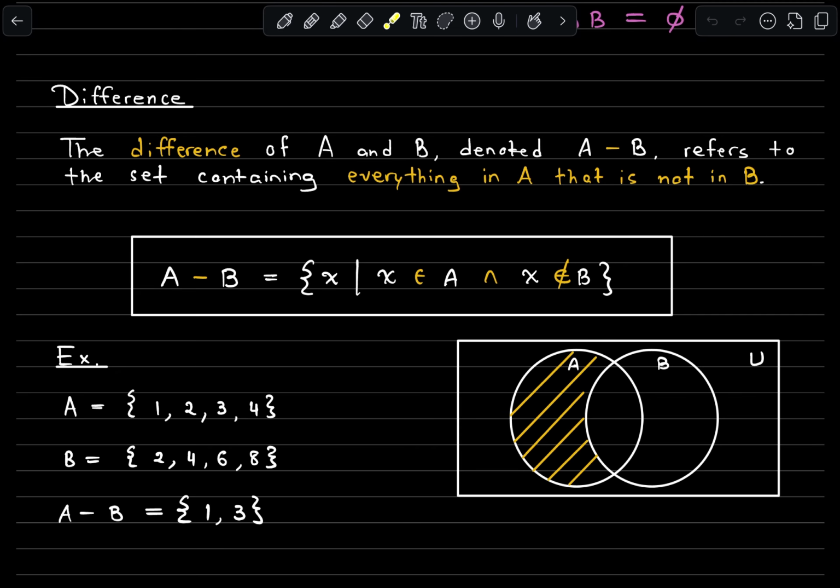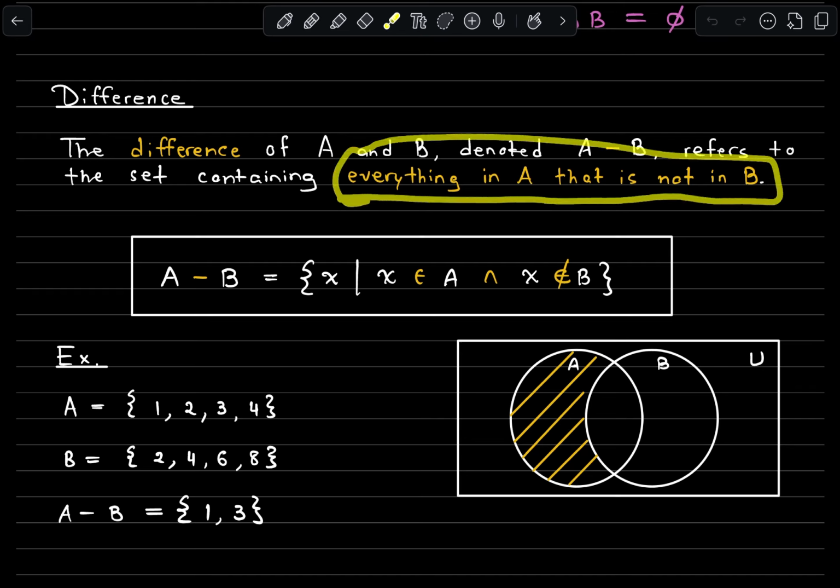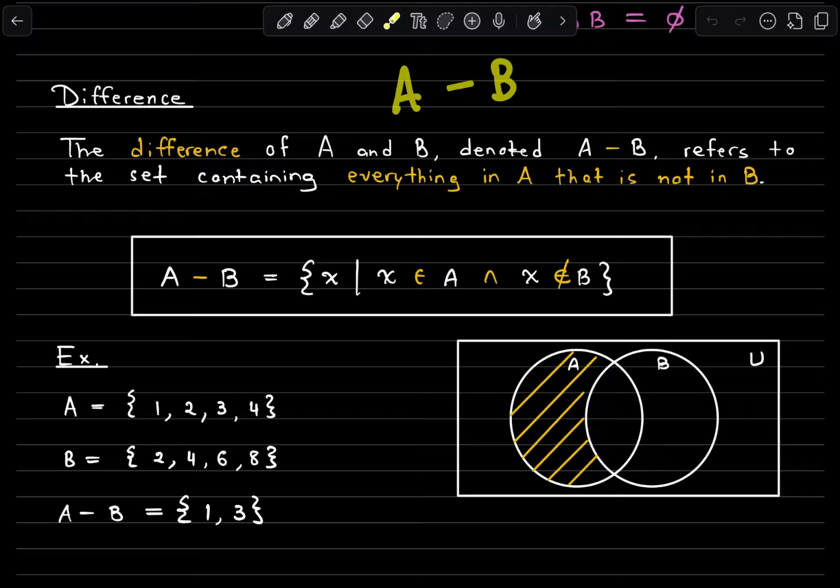Okay, next we've got what's called the difference. The difference of A and B, denoted with this little subtraction symbol, minus, refers to the set containing everything in A that is not in B. So it's almost like we're doing A, take away whatever is also in B. What is exclusively in A? That's what we're looking for here. The set builder notation definition of this is the set of all x such that x is in A and it's not in B.